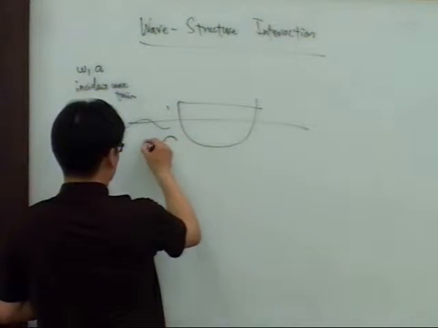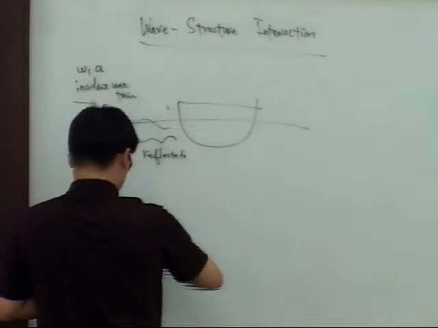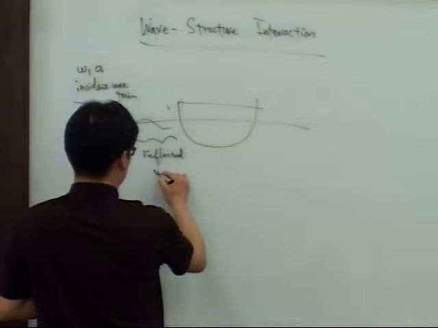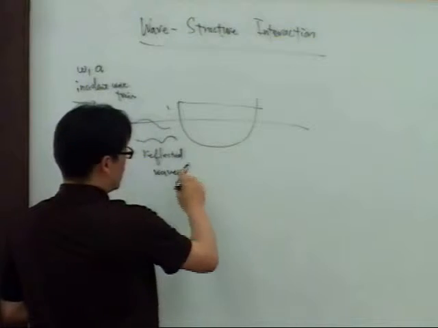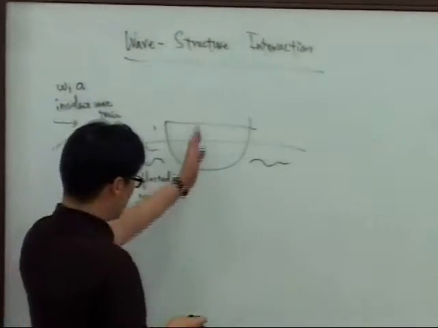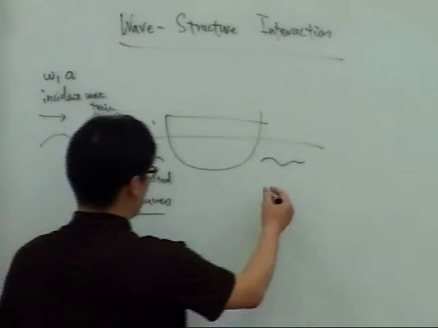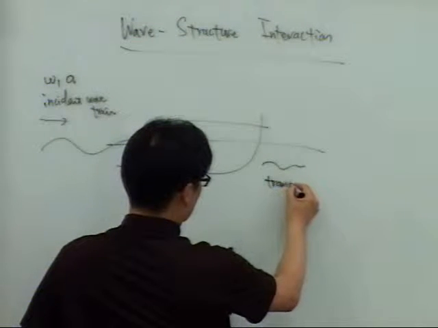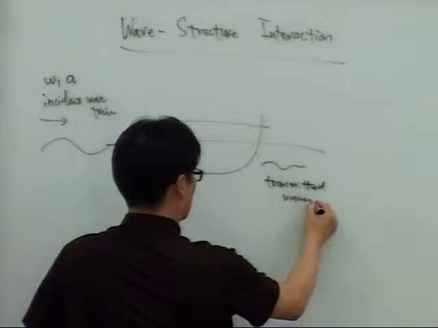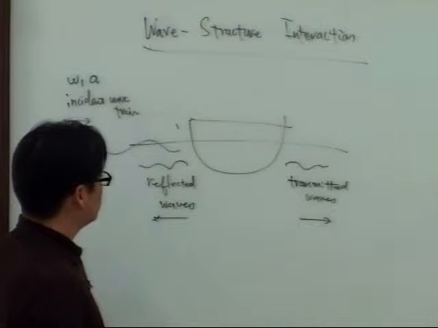Some waves will be reflected. So these are the reflected waves, because there is a body, and some waves will be transmitted because it's not completely blocked. So reflected waves travel to the left, and the transmitted waves travel to the right.